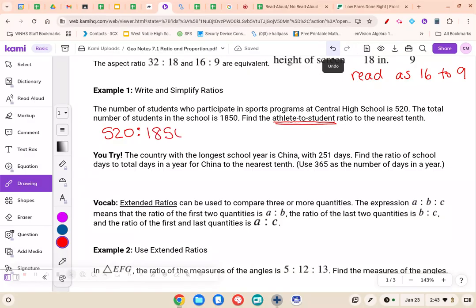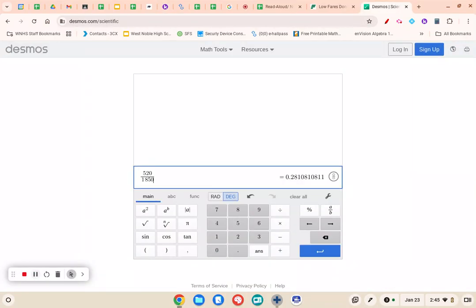Now, if we were writing this as the ratio and not as a decimal, you would need to reduce this. So I'm going to go ahead and do that right now. This reduces only to 52 to 185. I'm going to show you guys a shortcut here. On Desmos, you can type in your ratio as a fraction, and it gives you this decimal answer here, which we will eventually use.